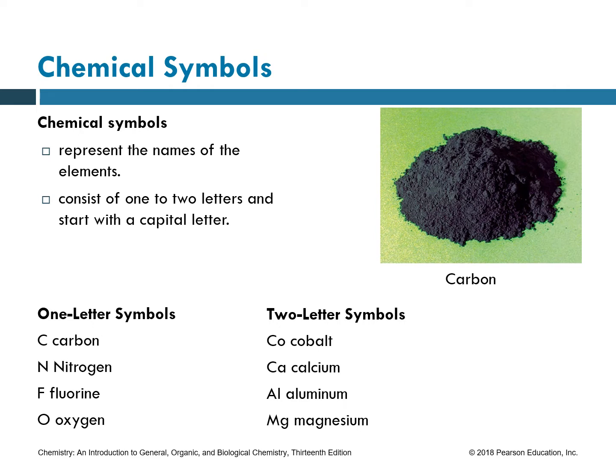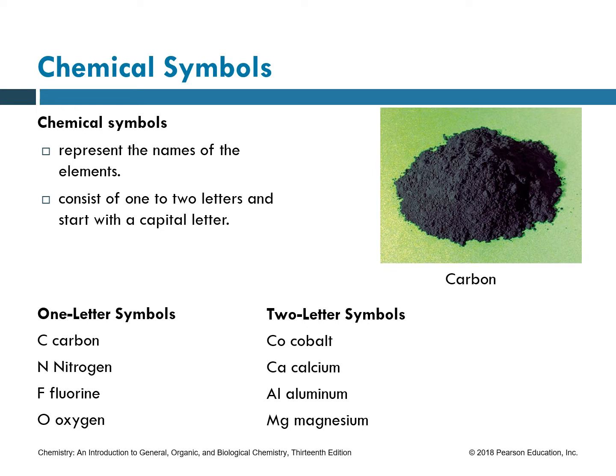For instance, you would see elements like carbon abbreviated as capital C, nitrogen, capital N, fluorine, capital F, oxygen, capital O. So these are one letter symbols for some of the elements. If you're looking for elements with two letter symbols, you'll see elements like cobalt, where again the first letter is written in capital, followed by the second letter, which is written in small. So cobalt is written as Co. Calcium is written as Ca. Again, C is capital and a is small. Aluminum is written as Al. Magnesium is written as Mg.